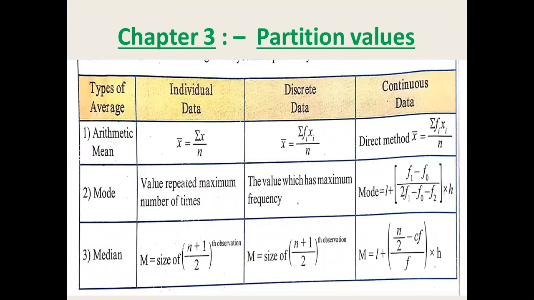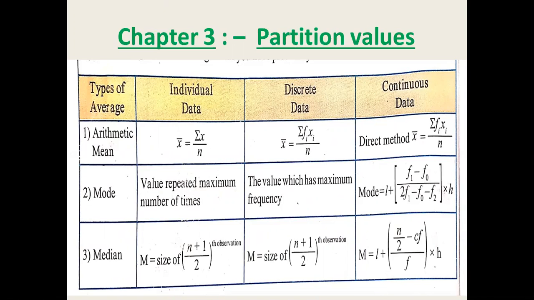Then the second type is the mode. Mode means the value repeated the maximum number of times, means in that series which single figure is represented, otherwise repeated. That is called the mode. And then last is the median. Median means it's the middlemost figure. But there are individual data, discrete data and continuous data, these are the three steps of that calculation, of the types of average calculation, for the arithmetic mean, then mode and median.